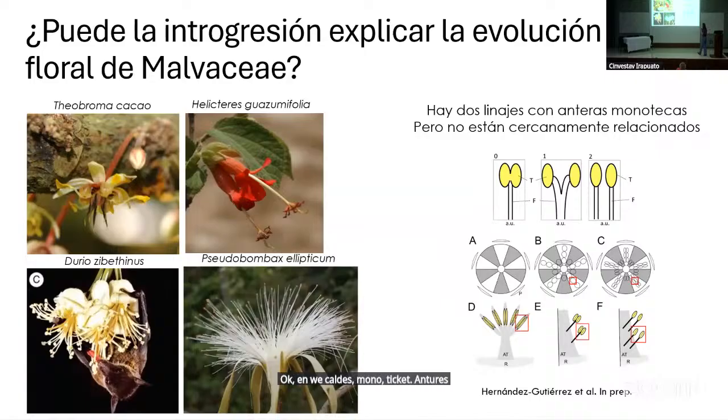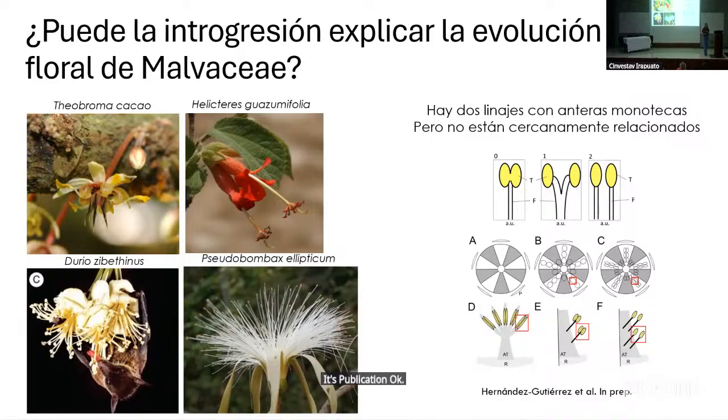And so some lineages that are distantly related have monothecate anthers. And the hypothesis is that this division is related to bat pollination, because many species in Malvaceae are bat pollinated.